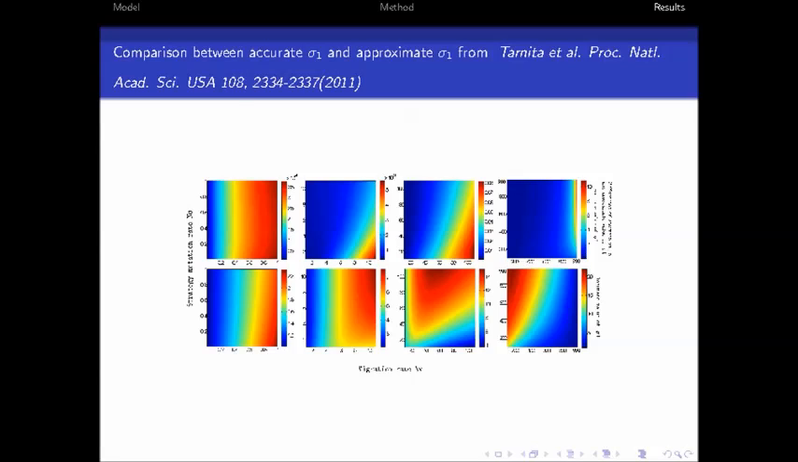Under global migration, Tanita gave us the approximate values sigma 1 and sigma 2. Here, we compare our accurate sigma 1 with her approximate sigma 1. The x-axis is the migration rate NV, the y-axis is the mutation rate NU. The figures above describe the ratio of the error and the accurate one. The figures below describe the corresponding accurate one.